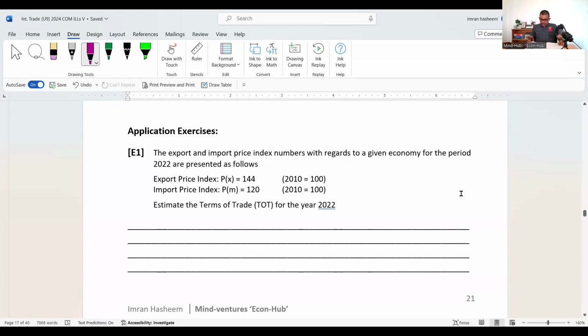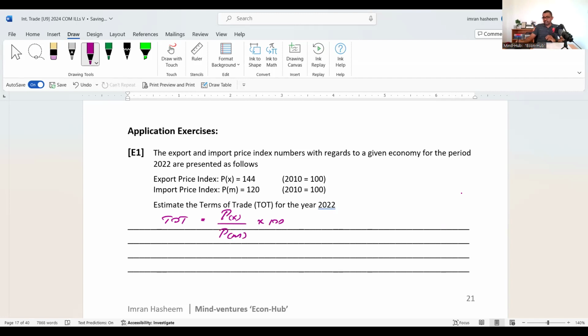Export and import price index numbers with regards to a given economy for the period 2022 are presented as follows. So you have the export price index and the import price index. Base year values are given. A simple requirement is to estimate the terms of trade. So write the formula: terms of trade is export price index divided by import price index into 100.